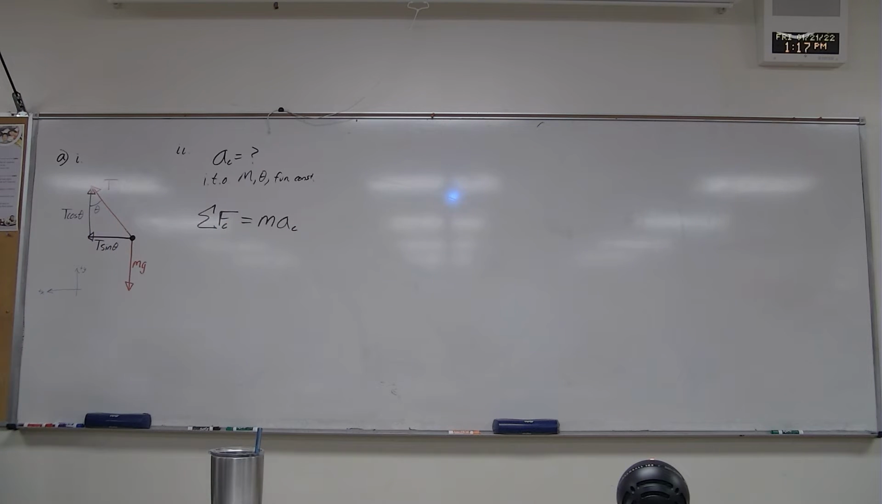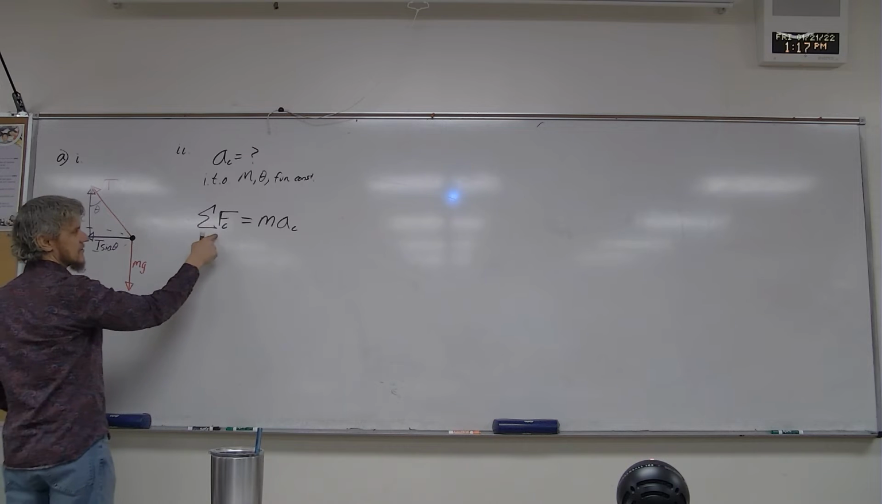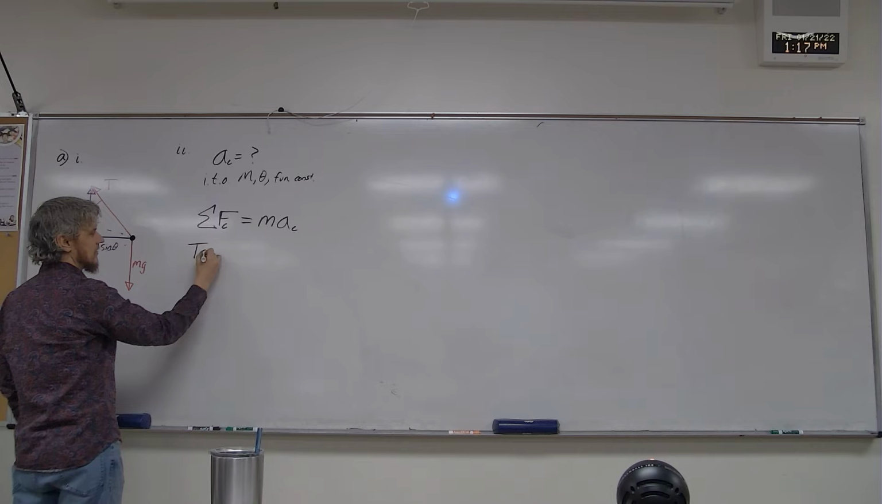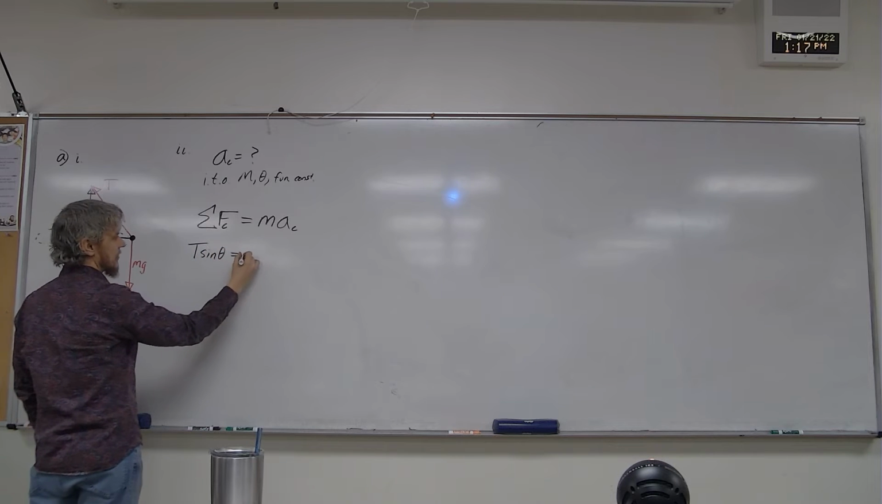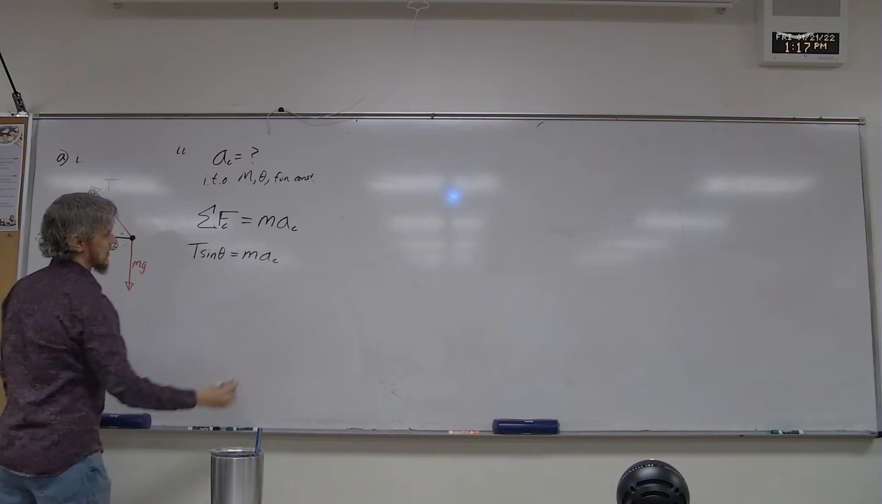force. But remember, centripetal forces are only forces that actually point towards the center of the circle. And if this is the circle that the thing's moving in, the center's right here, what force is pointing towards the center of the circle? T sine theta. So this becomes T sine theta equals mass times centripetal acceleration.